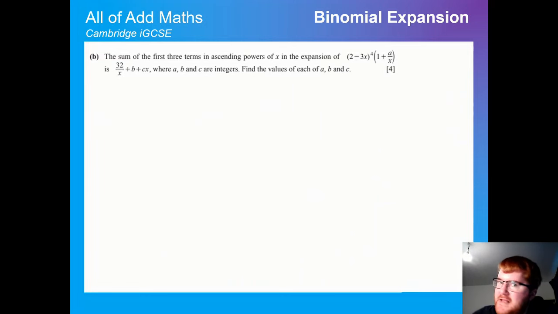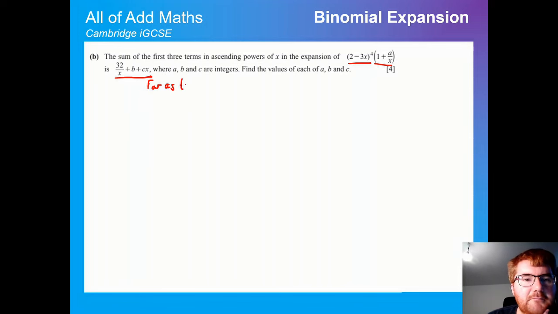Now, very typical in these Add Maths questions, you're going to be using what you've just done here and applying it in the next part of the question. So, the sum of the first 3 terms in ascending powers of x in the expansion of this, notice this is just what we've just been doing, times 1 plus a over x is this here. So notice we only need to go as far as the x term. It's very similar in format, but a little bit different in terms of calculation. And we need to work out a, b, and c where they're integers yet again.